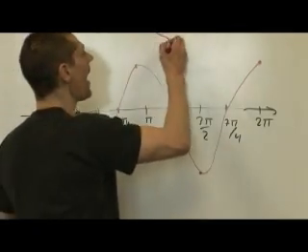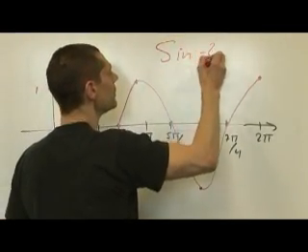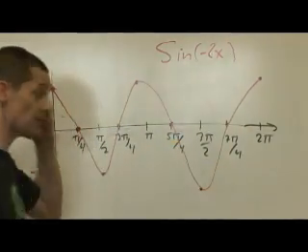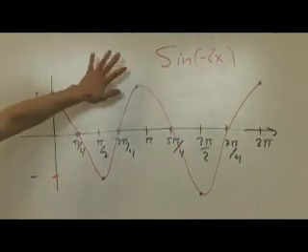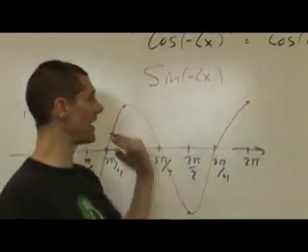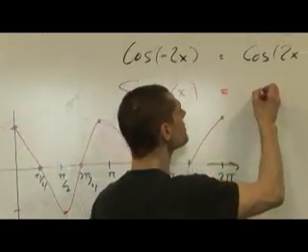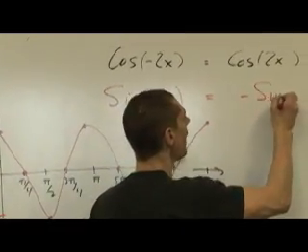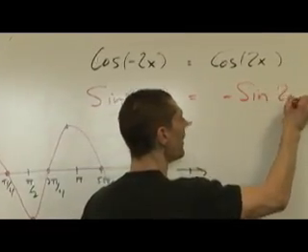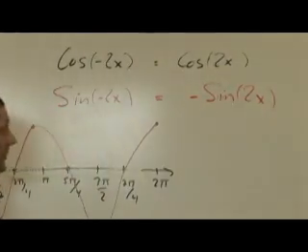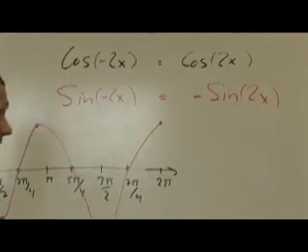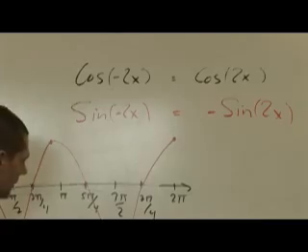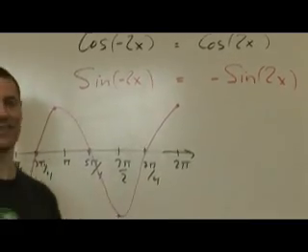What would happen to sine of negative 2x? Well, this is an important question. Remember, sine is an odd function. That means the minus sign comes out of it. So this is the same as minus sine of 2x. What happens when you throw a minus sign in front of a function? It means you rotate it around the x-axis. I'm actually not going to do it.